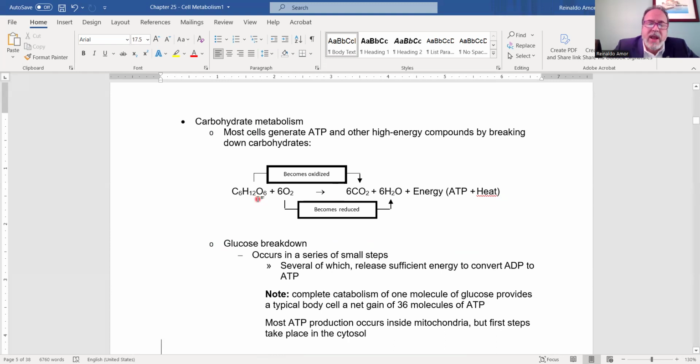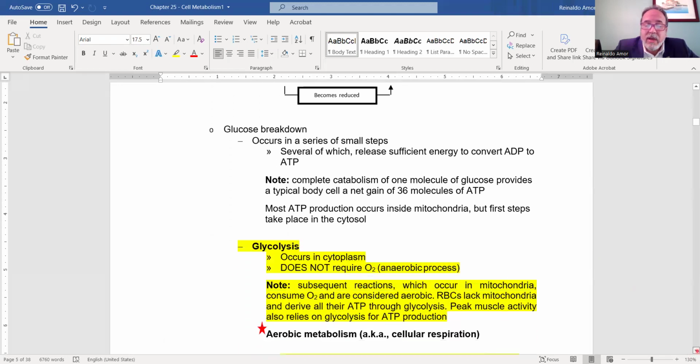Okay, so notice that we're oxidizing glucose. Moving forward, we're oxidizing glucose, and we are reducing oxygen to water. So we're oxidizing glucose to carbon dioxide, and we are reducing oxygen to water. So you're going to have a better understanding of what this is, okay? I promise.